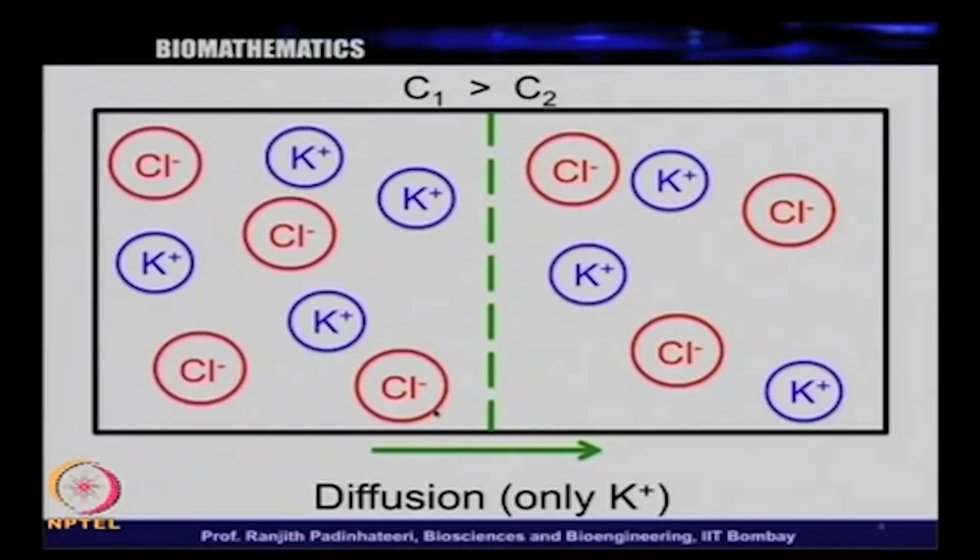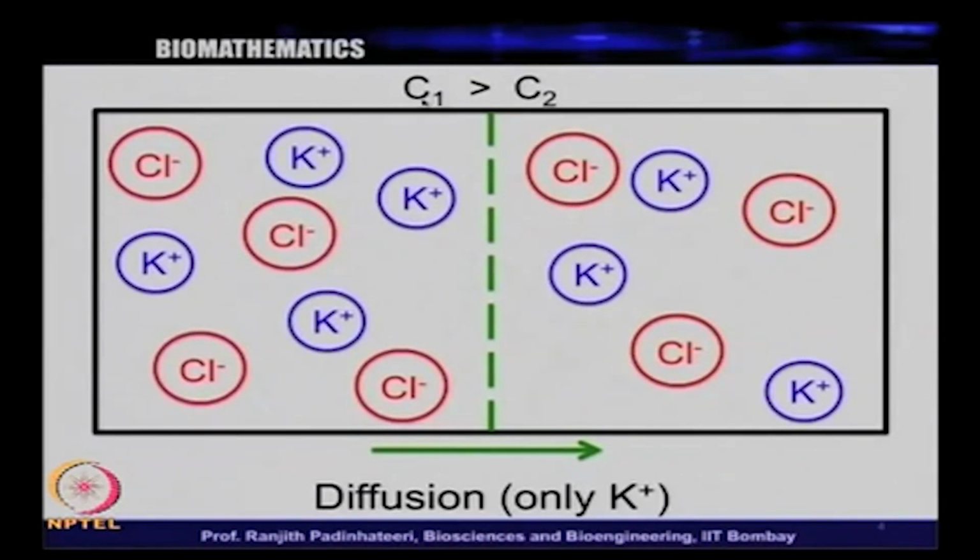It does not allow both K plus and Cl minus to go through. It only allows K plus to go through either way. K plus can go from here to here and here to here. Whichever is permitted by the laws of physics, it will go that way. If it is feeling some force, if it is pulled in this way, it will go this way. If it is pulled this way, it will go this way. So, now we have to see the physics and find out which way it is going.